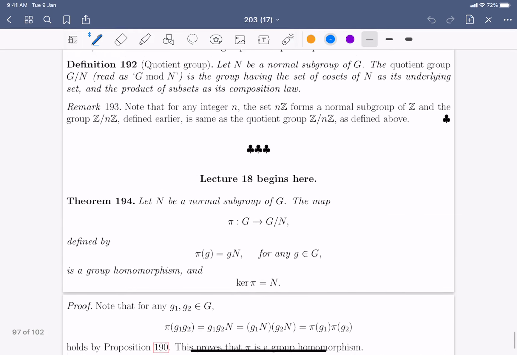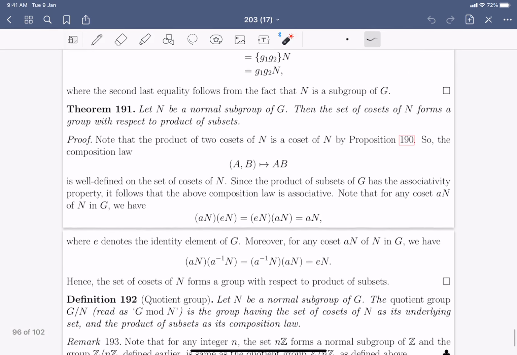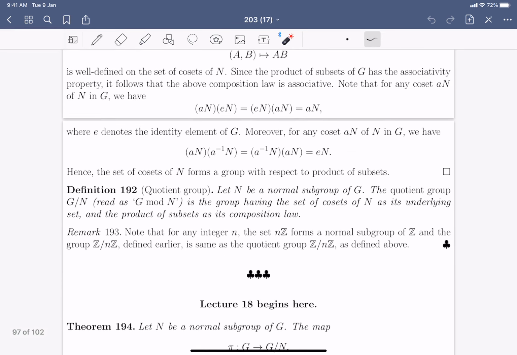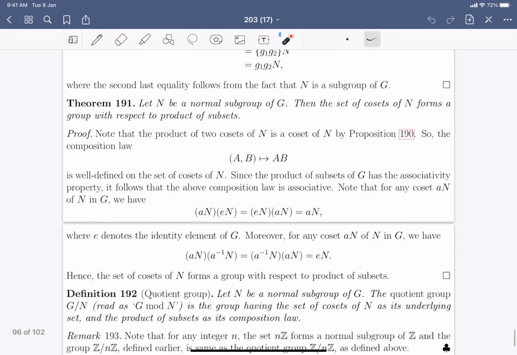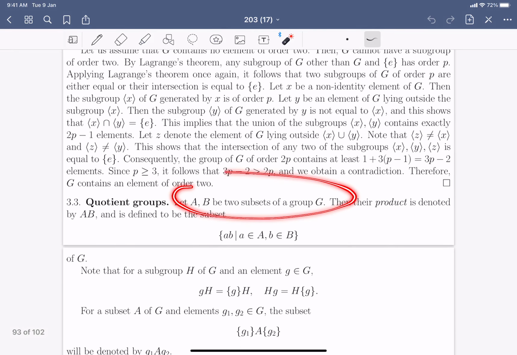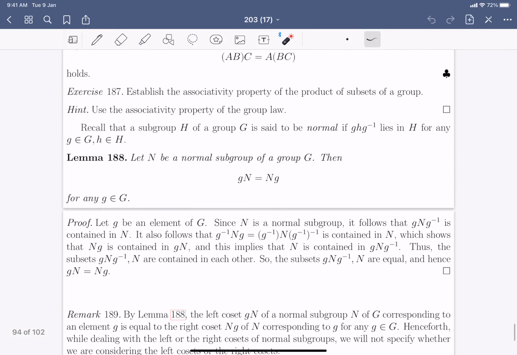Hello everyone. In the previous lecture, we have been discussing this notion of quotient groups. Let's recall that for two subsets A and B of a group G, we define their product A times B as the subset of G consisting of those elements of G which can be expressed as a product of an element of A and an element of B. Then we showed that if you start with a normal subgroup N of a group G, then gN is Ng for any g.